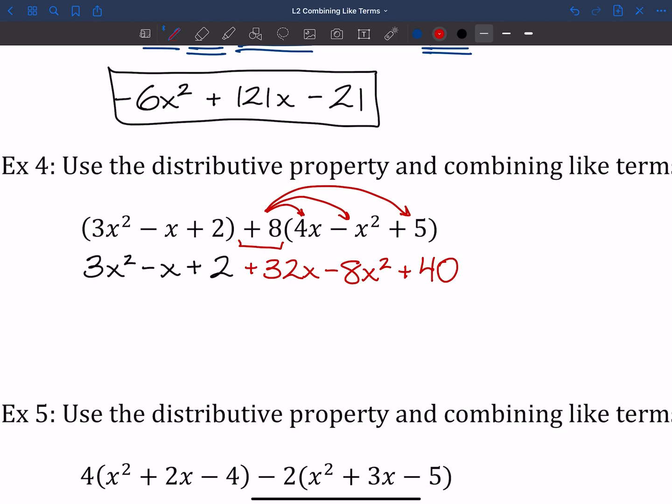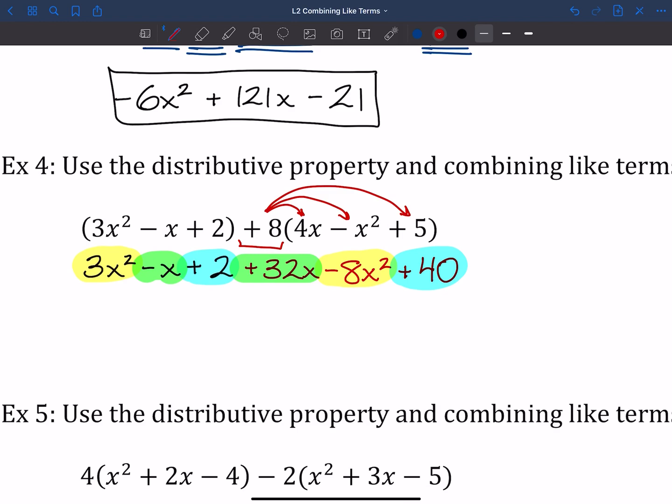All right. Now I got to figure out what our like terms are. I've got some x squareds and some more x squareds over there. I've got a regular old x and some more regular old x's. And then I've got a plus 2 and a plus 40. All right, so that's going to help us organize things.